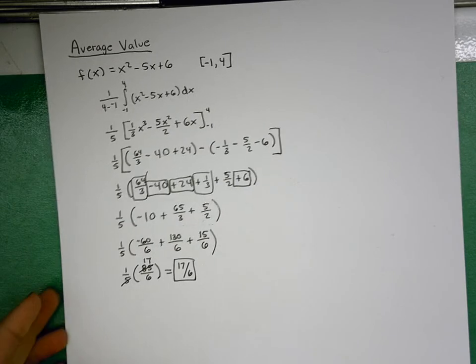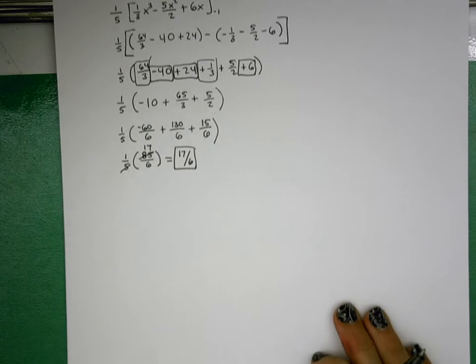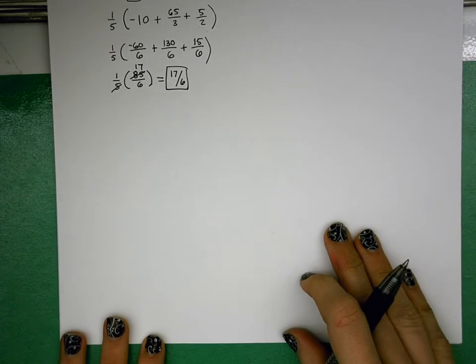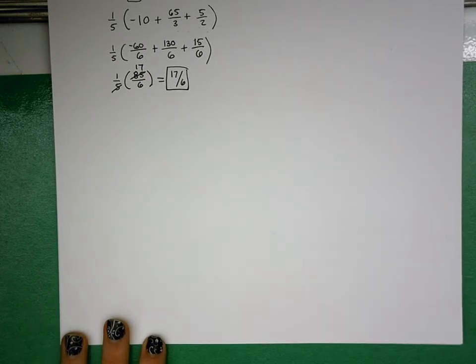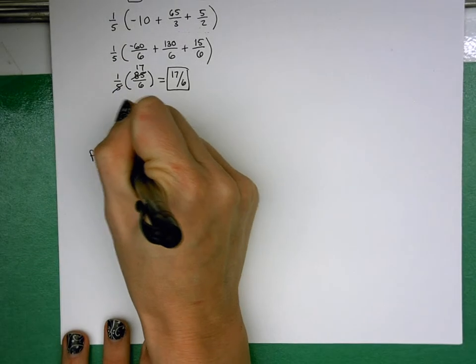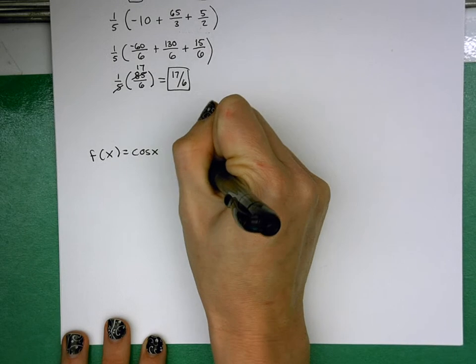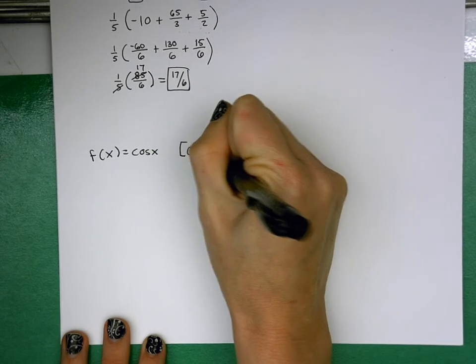Okay, let's go ahead and do another. We'll make it a trig one. I'm going to try to intersperse some trig ideas with just kind of normal power rule. So find the average value of f of x equals cosine x on the interval 0 to pi over 2.